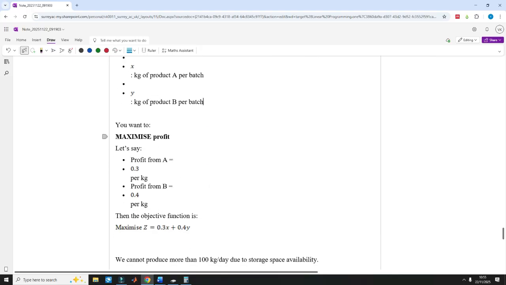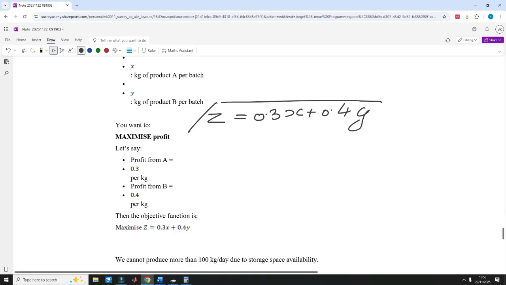So what we want to do is maximize the profit. Let's say profit from A is 0.3 per kg, profit from B is 0.4 per kg, which means we have to maximize the profit, which we call the cost function, Z. This is nothing but profit. This is defined mathematically by the expression 0.3x plus 0.4y. So we have to maximize this function subject to constraints.